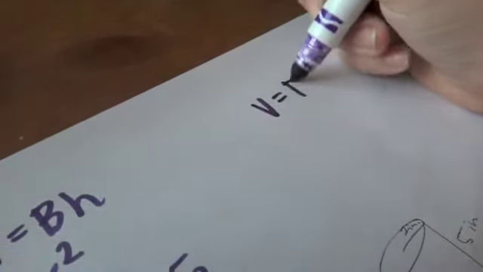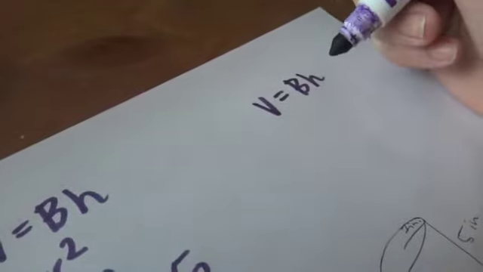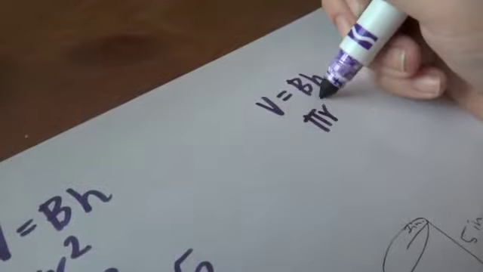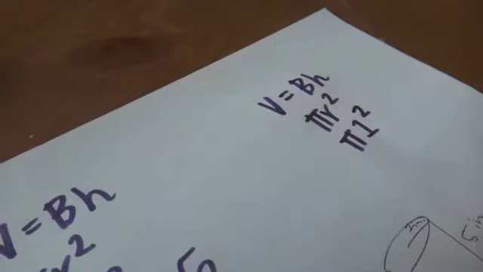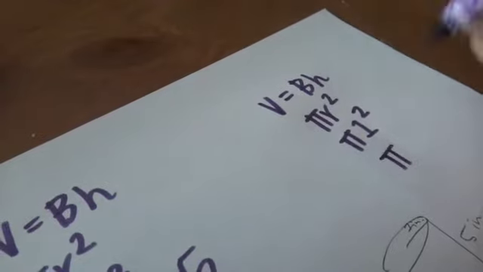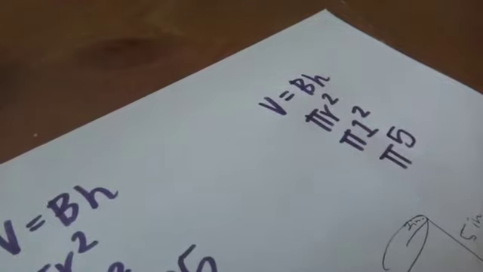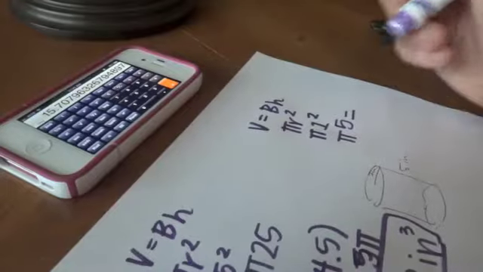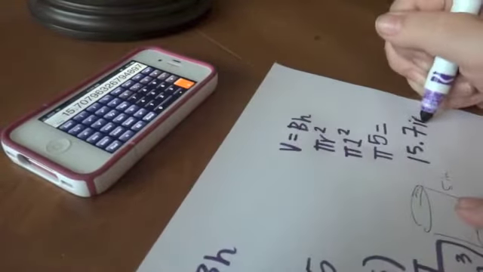For the smaller can, we're going to use the same formula, base times height, because they are both cylinders. So we have to find the base again, which is pi r squared. 1 is the radius, so 1 squared. 1 squared is 1, so it's pi. So the answer for this volume is 5 pi, which is equal to approximately 15.7 inches cubed.